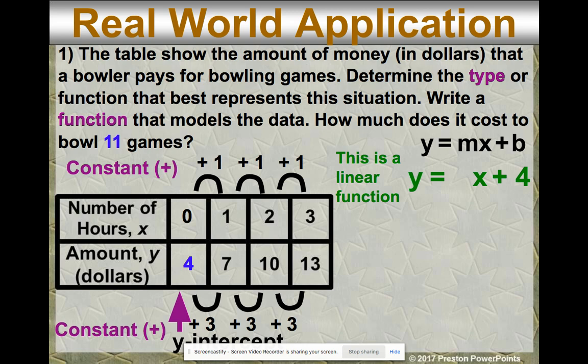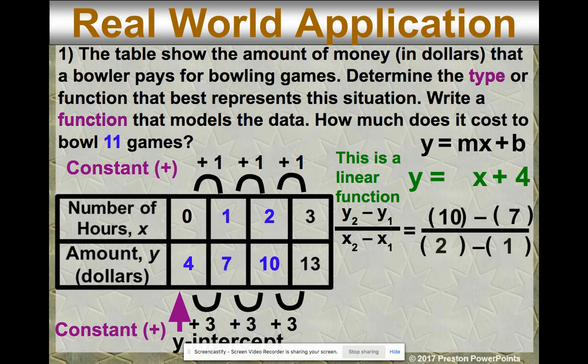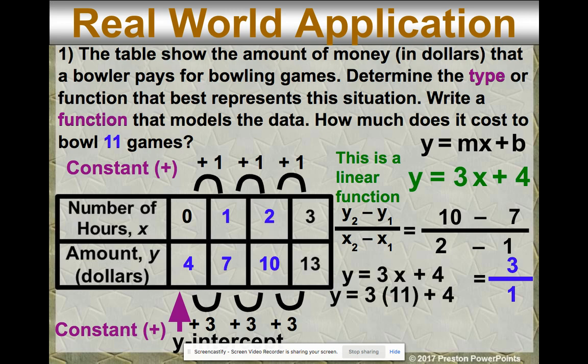And then now we can go from there and find our slope by using our slope formula, y2 minus y1 over x2 minus x1. Pick 2 points that you want to use. I'm going to go ahead and use (1, 7) and (2, 10). Subtract, and you'll find that slope, okay? And then we can find how much it costs when you bowl 11 games. So replace x with 11 and find that it'll cost $37 to bowl 11 games.